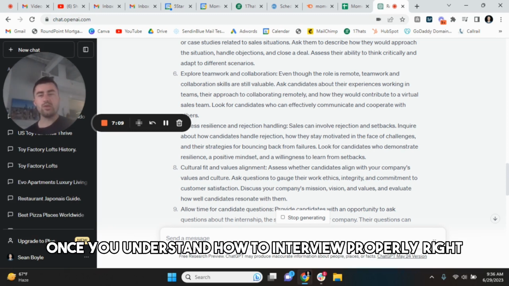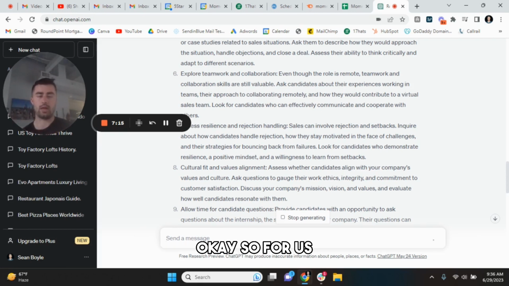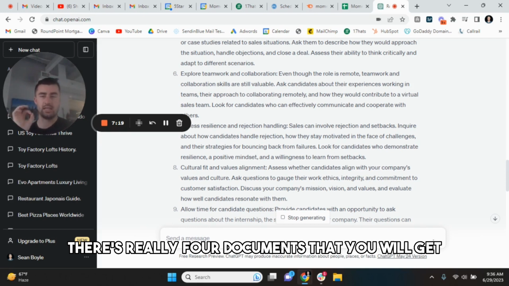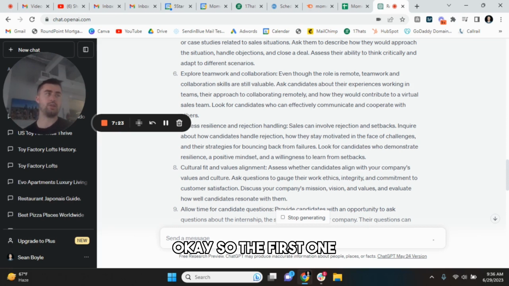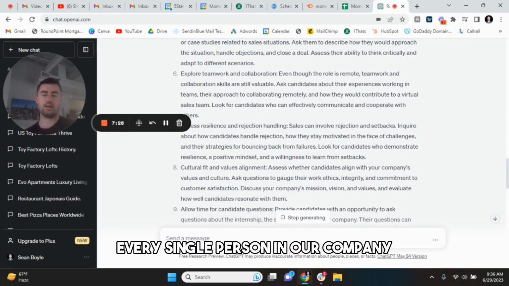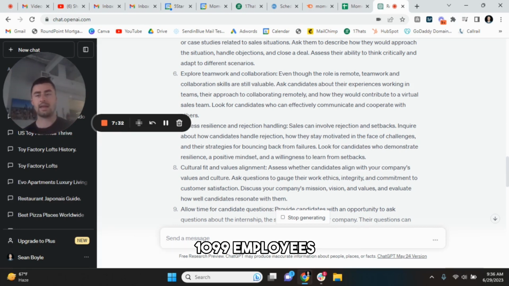The next thing is, once you understand how to interview properly, right, you need to also understand how to hire properly. Okay, so for us, for Momentum 360, there's really 4 documents that you will get when you get presented a job offer with us. Okay, so the first one, very simple, is a W-9. Every single person in our company, except the partners, is a W-9 1099 employee. So we'll send you a W-9 form.